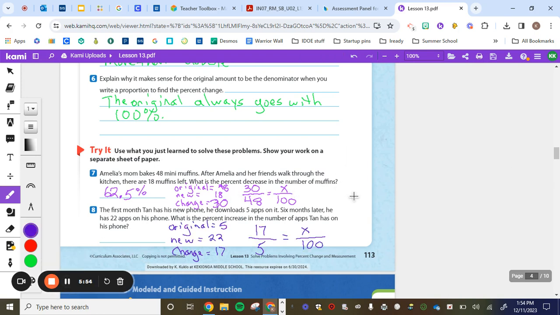So our original is 5, the new is 22, the change is 17. So when I set up my proportion, 17 was the change over 5, the original, equals x over 100, and I cross multiply, and we will get a 340% increase in his apps on his phone.